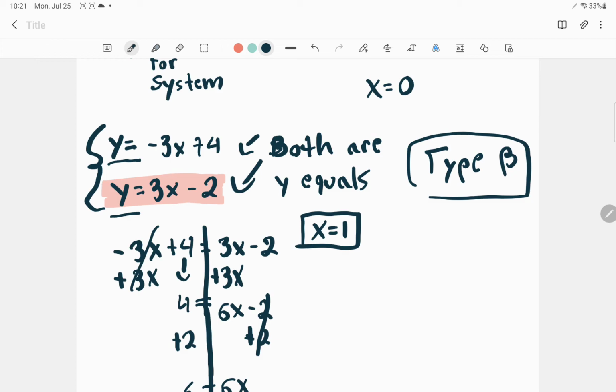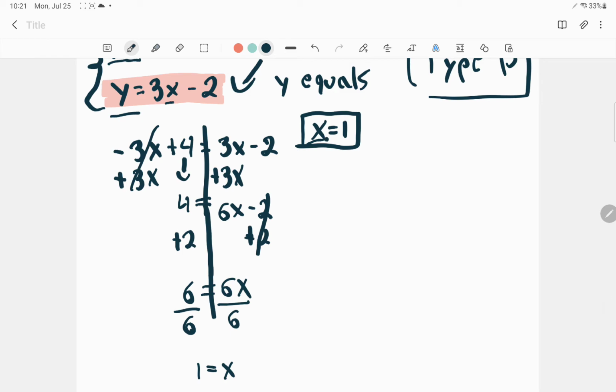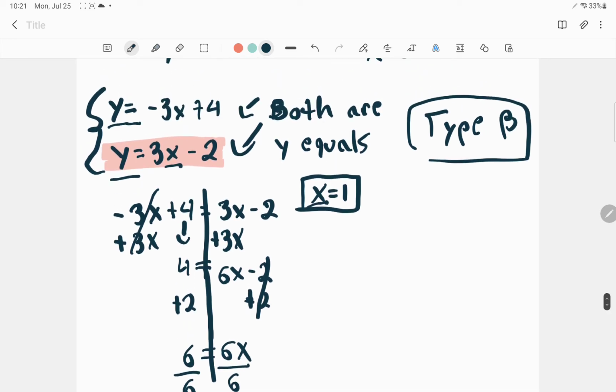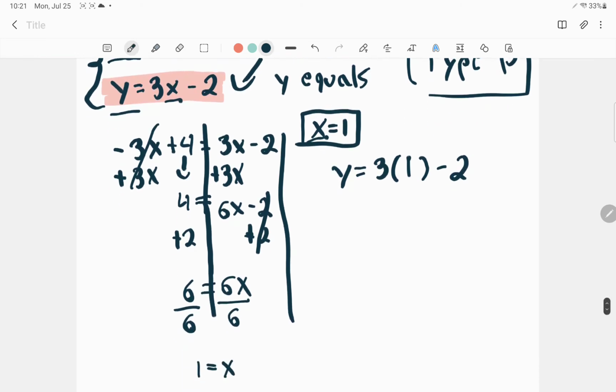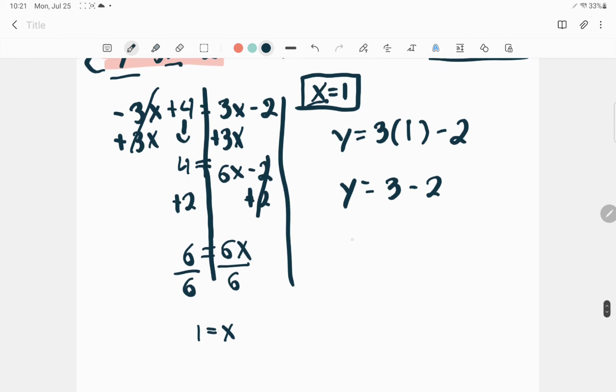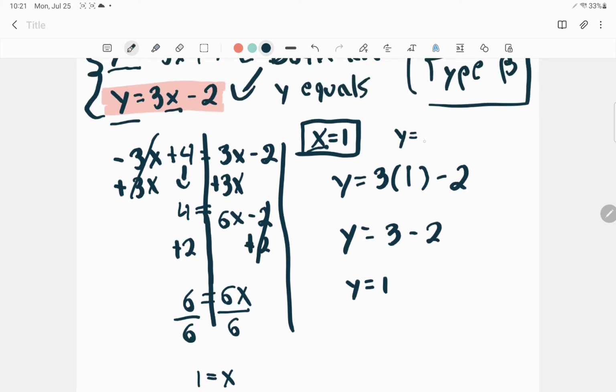I'm going to rewrite the problem, and I'm going to substitute, because we're doing substitution. I'm going to substitute the x for the x. So I'm going to rewrite it. It's going to be y is equal to 3(1), because I'm substituting, right? Minus 2. Okay, so what is 3 times 1? 3. Minus 2. y is also equal to 1. And that's my answer. So y is equal to 1.